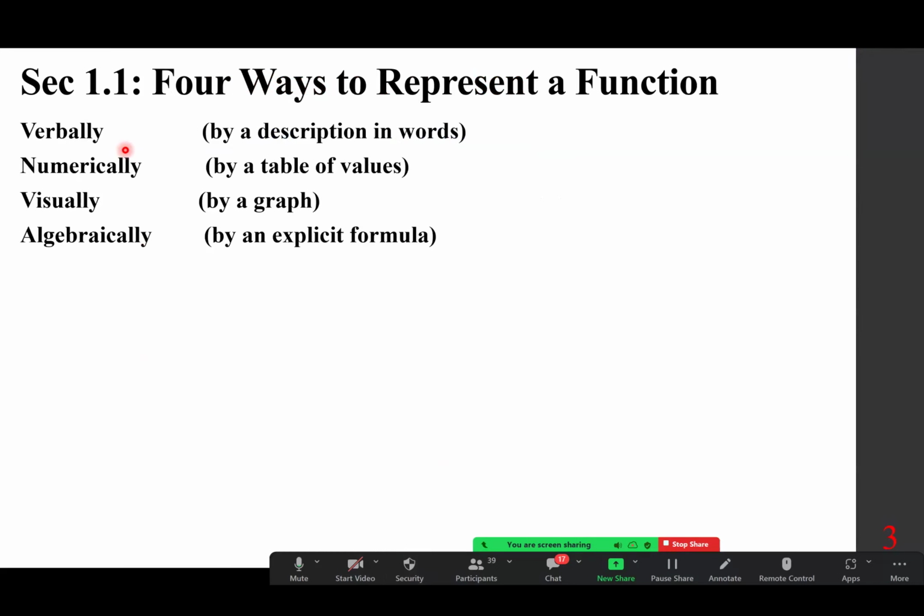Four ways to represent a function. We can represent a function verbally by a description in words, numerically by a table of values, visually by a graph, algebraically by an explicit formula, algebraic formula.